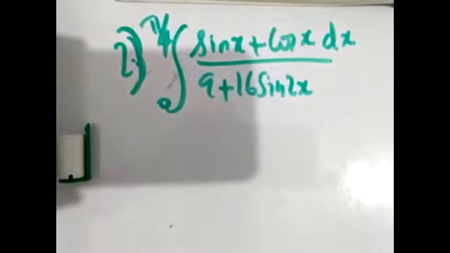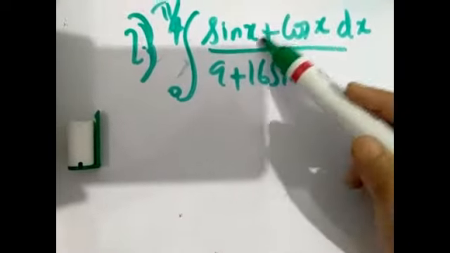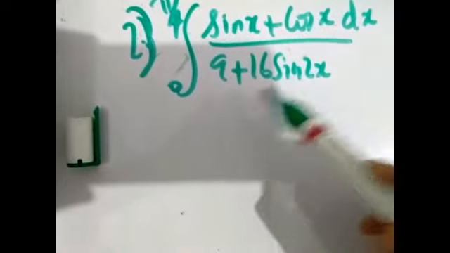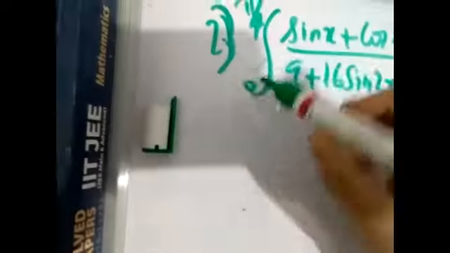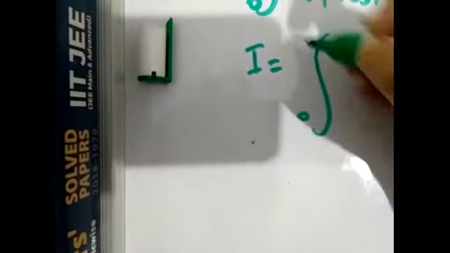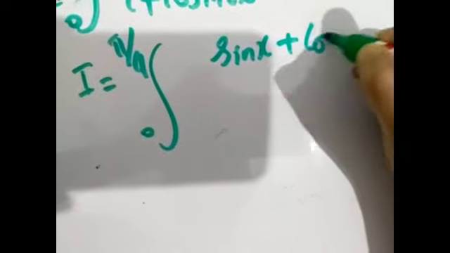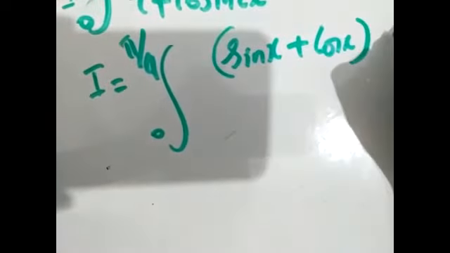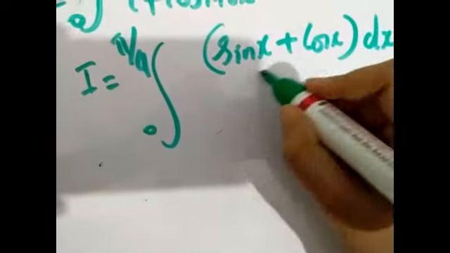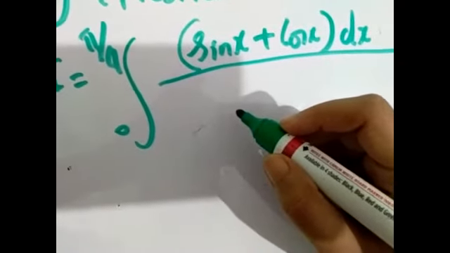Yes. So here comes our second question. Integral 0 to pi by 4 of (sin x plus cos x) dx divided by 9 plus 16 sin 2x. I again name it as I. So I equal to, I can write this as, the numerator to be the same, sin x plus cos x dx, but I make a change in the denominator. I write it as 9 plus 16 sin 2x.